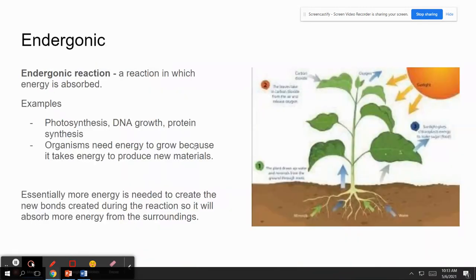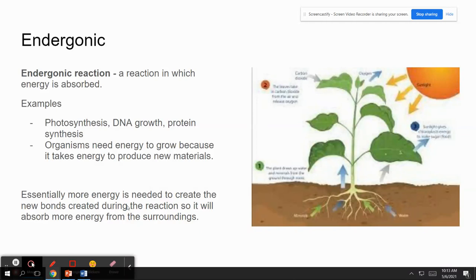One of them is called an endergonic reaction. This is a reaction where energy is absorbed. Something like photosynthesis, DNA growth, protein synthesis. These are all examples of energy being absorbed during a reaction. Basically, more energy is needed to create the new bonds that are created during the reaction, so it'll absorb more energy from its surroundings.